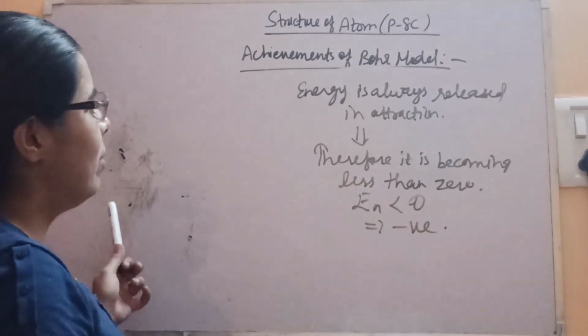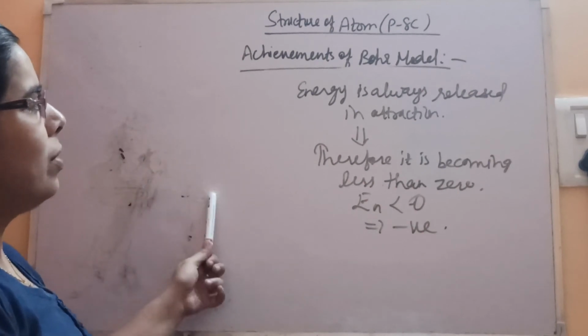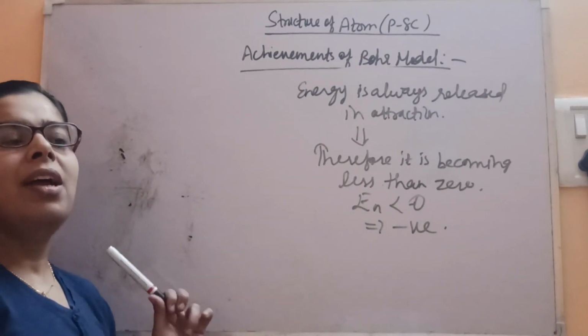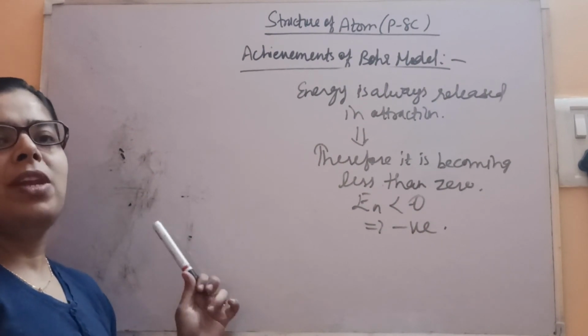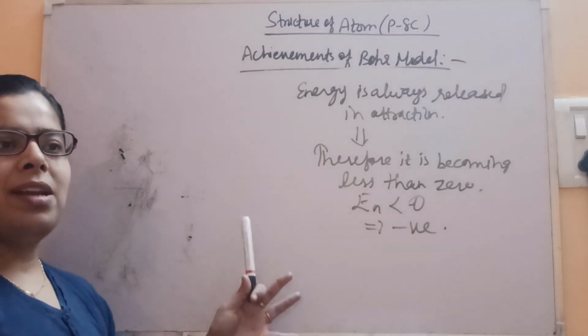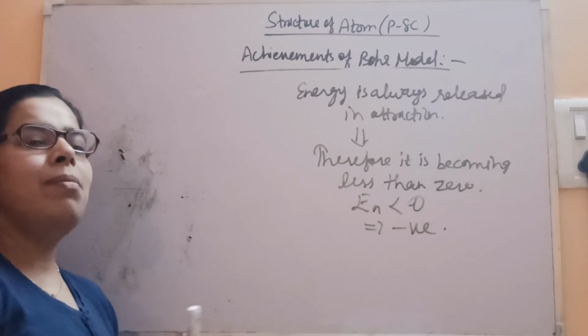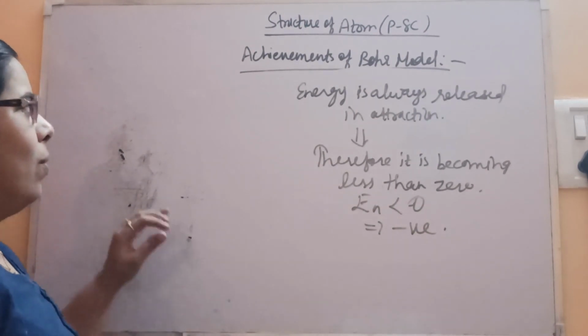Okay, so this is about the third achievement of Bohr, and we have also discussed why the energy is negative. This depends upon the distance of the electron from the nucleus. If it is at infinite distance apart, energy is 0. If it starts coming closer to the nucleus, then it will become negative, or less than 0.